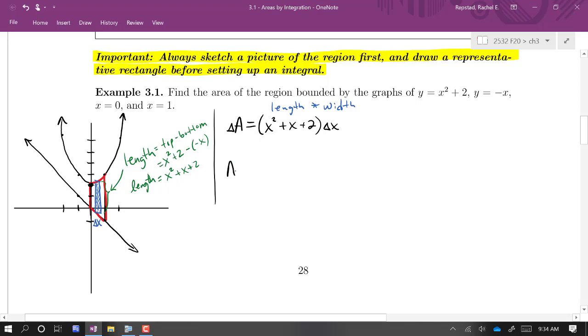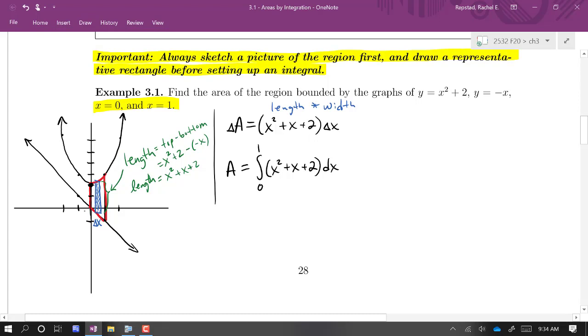So the area of the region, notice I'm not writing delta A anymore, just A equals, it's the integral of this function, x squared plus x plus 2. The delta x turns into dx, and the only thing we're missing are the limits. The limits come from this region, and they basically gave it to us in the statement of the problem, x equals 0 to x equals 1. So we're integrating from 0 to 1.